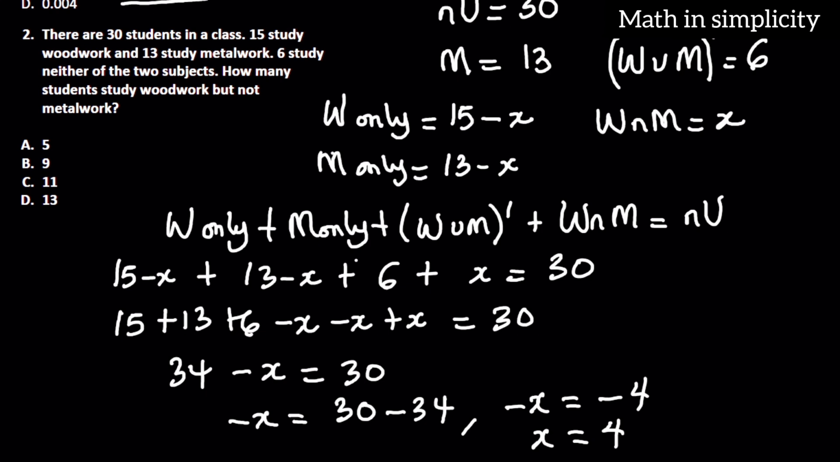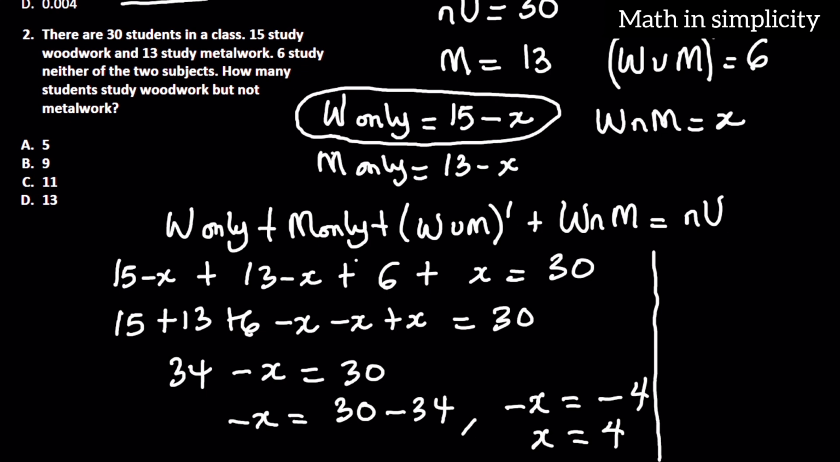Now I've gotten the number of students that do both woodwork and metalwork. If we're looking for W only, which is 15 minus x, we now subtract that x, which is 4, and we should get W only. So W only is 15 minus x, but we now have x as 4, so 15 minus 4 is woodwork only, which is what we're looking for, and that should give us 11 students. So the correct option there is option C.